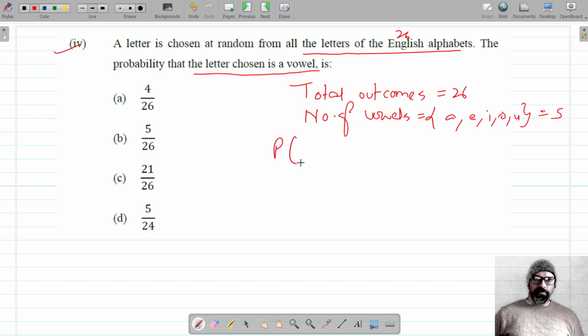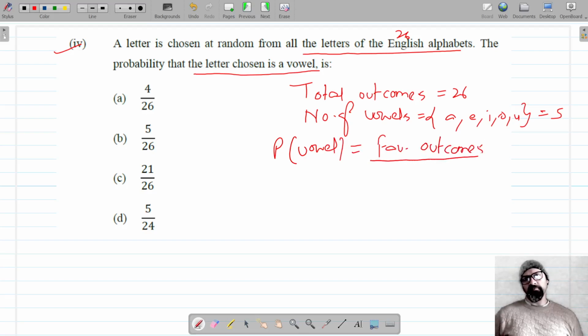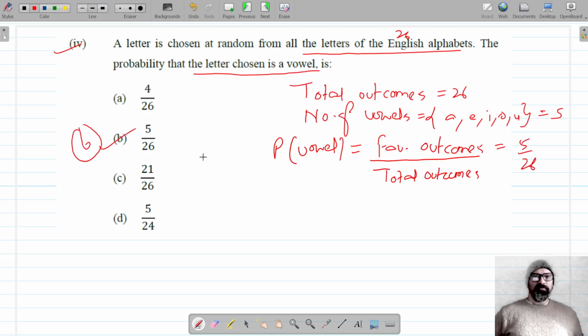So the probability of the vowel is equal to the number of favorable outcomes, which is 5, divided by the total outcomes. It's not a list of the favorable outcomes, it's the number. So it's all about a number game. Favorable outcomes are 5 and total are 26. So 5 by 26. B is the correct answer for this one.